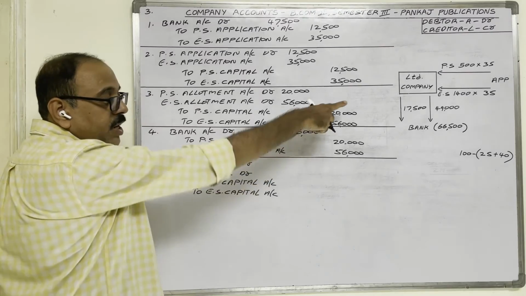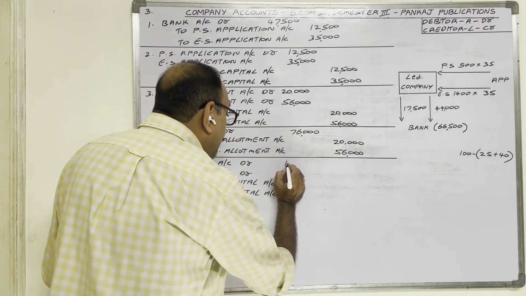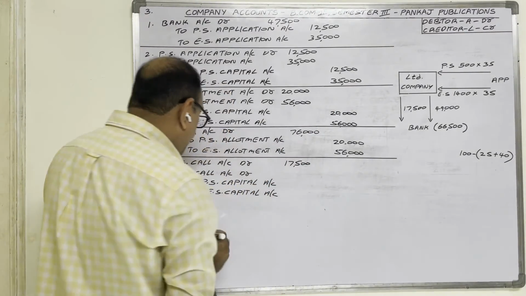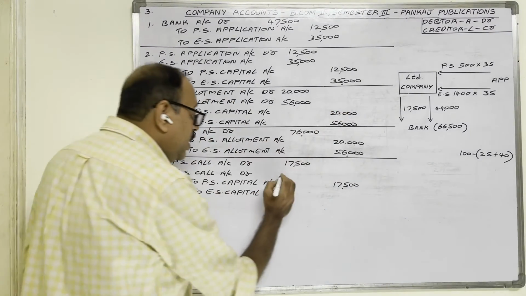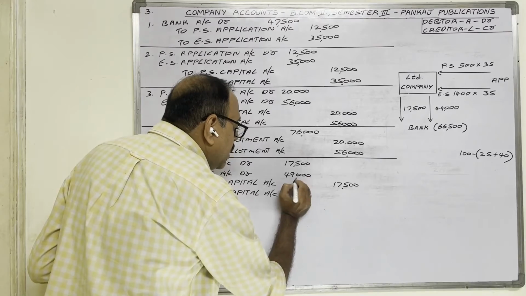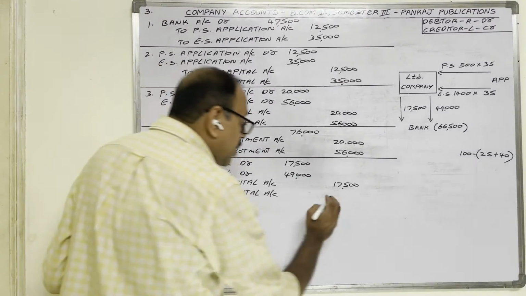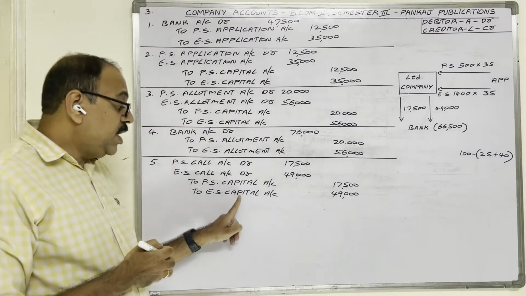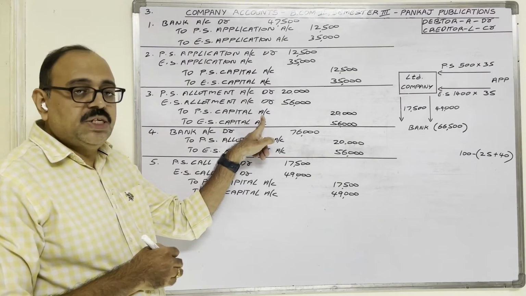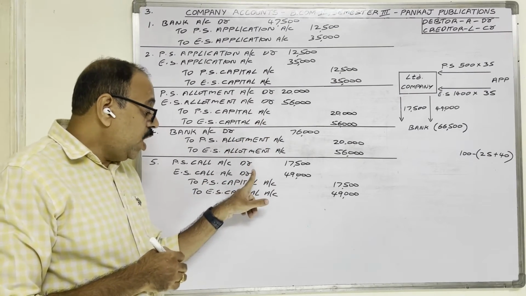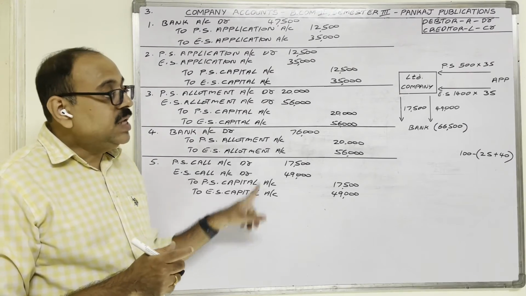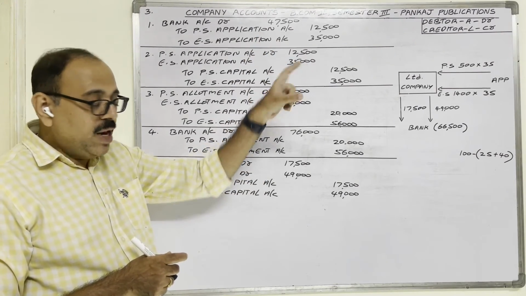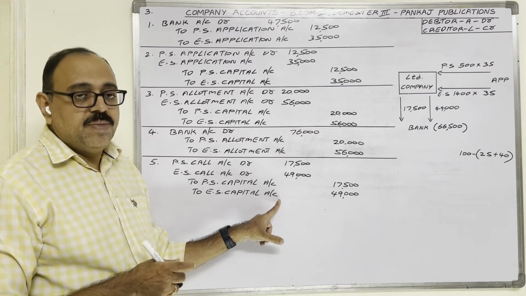Preference share call money 17,500 we should transfer to the preference share capital account. Equity share call money 49,000 rupees we should transfer to the equity share capital account. Why are we crediting capital accounts here? Same explanation. Call money we are transferring to the capital account. Capital is a liability. Liability shows a credit balance. That is why capital accounts are credited.